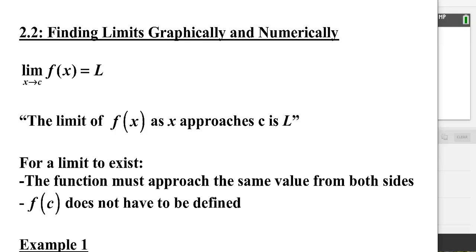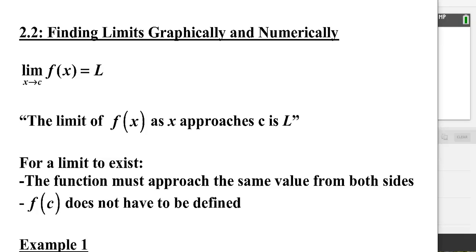Now, mathematically, this is how it is notated. The limit of f of x as x approaches c is equal to some number L. You may also say it this way: the limit as x approaches c of f of x equals L. Different people say it different ways. Nothing is incorrect there. But what a limit is, is just what my y values are approaching. What is my function value approaching as I get really close to this value c?